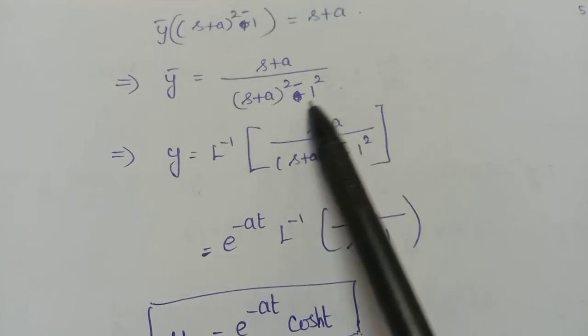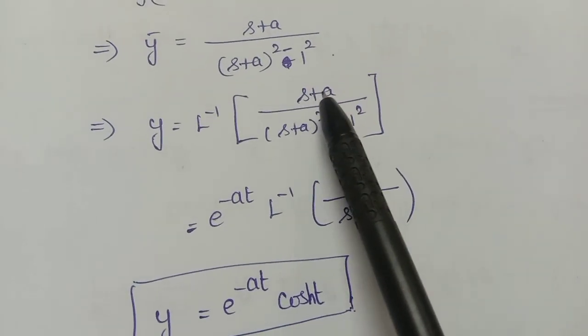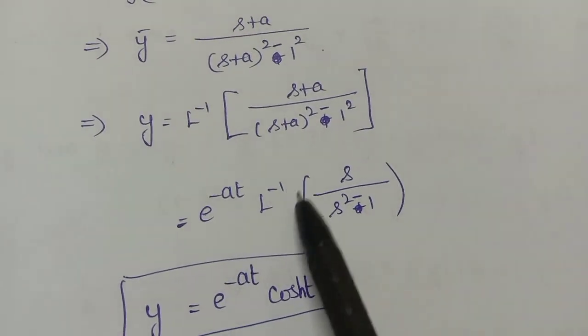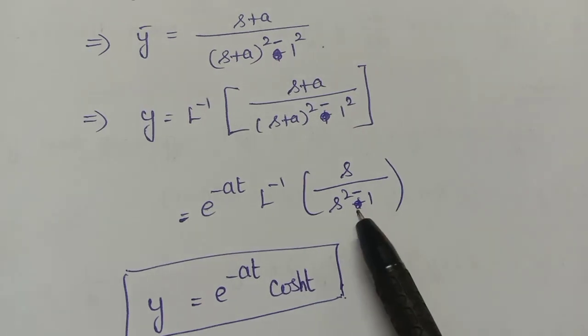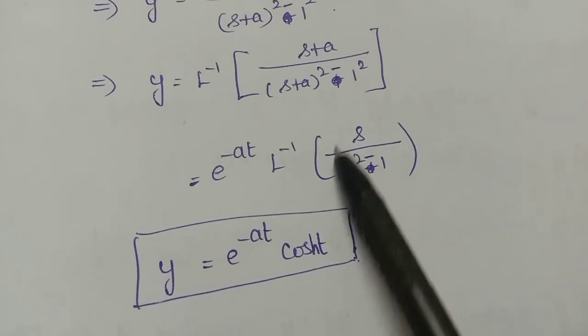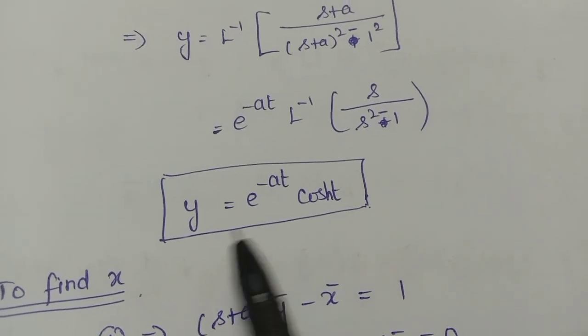Look at this function. Here wherever you have s, it is like s plus a. So for removing this a, you have to put e power minus at in the front. So e power minus at into L inverse of s by s square minus 1. So this is nothing but, when you get negative sign in the denominator, it is hyperbolic function. So this is cos ht. Okay, right. So I find the value for y.